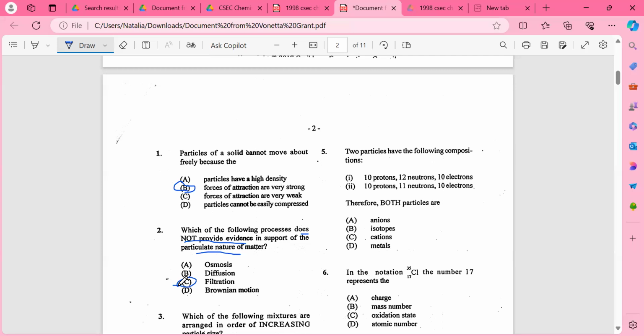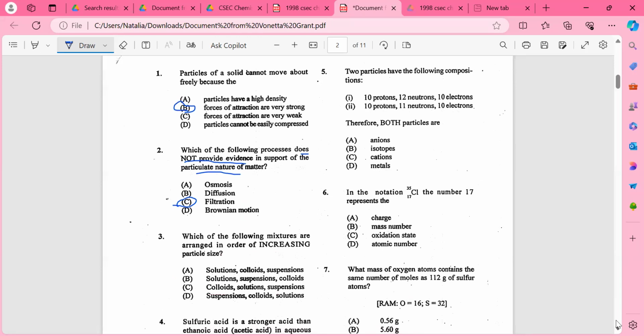Which of the following mixtures are arranged in increasing particle size? So it's solution, colloid, suspension. So our answer is A.